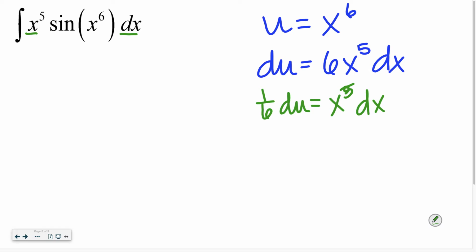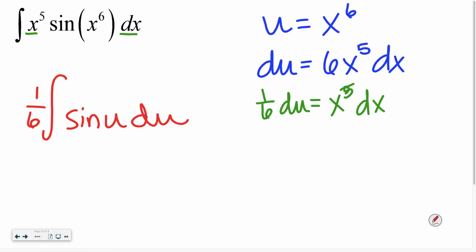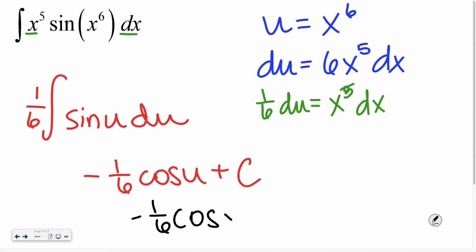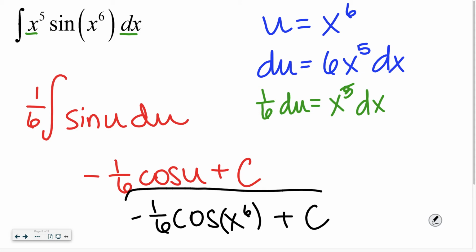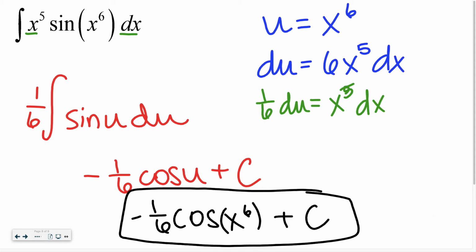We can substitute in 1/6 du for x to the 5th dx, and so then the sine of x to the 6th becomes the sine of u. Now that's very simple, isn't it? So now the antiderivative of sine u would be negative cosine. So our final answer would be negative 1/6 cosine of x to the 6th plus c. Once again, we can check our answer by taking the derivative of that and making sure we get back to our integrand. So we will always know if we were right.